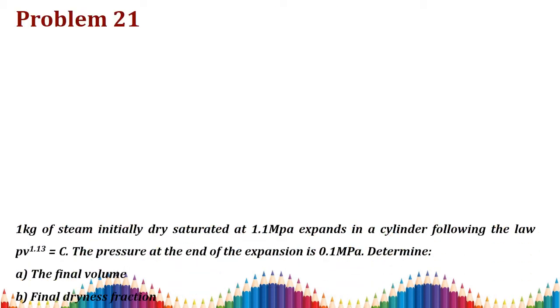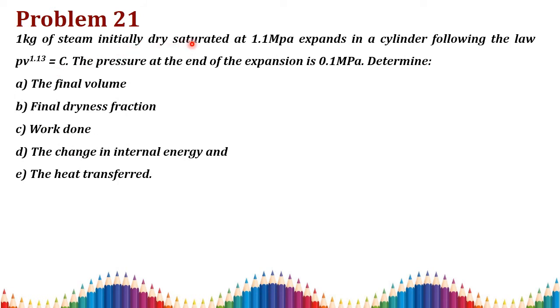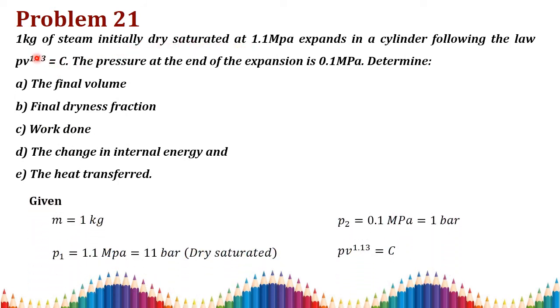Problem number 21. 1 kg of steam initially dry saturated at 1.1 megapascal. So in this problem the mass is given, the mass is 1 kg of steam, and it is initially dry saturated. So at the initial condition x1 is equal to 1, that is dry saturated, and the pressure P1 is equal to 11 bar, that is 1.1 megapascal. Expands in a cylinder. Here expansion will happen. How will the expansion happen? The cylinder follows the law PV power 1.13 is equal to constant. That is, it expands by following a polytropic process. As we say, PV power 1.13 is equal to constant, so the polytropic index N is equal to 1.13 in this case.